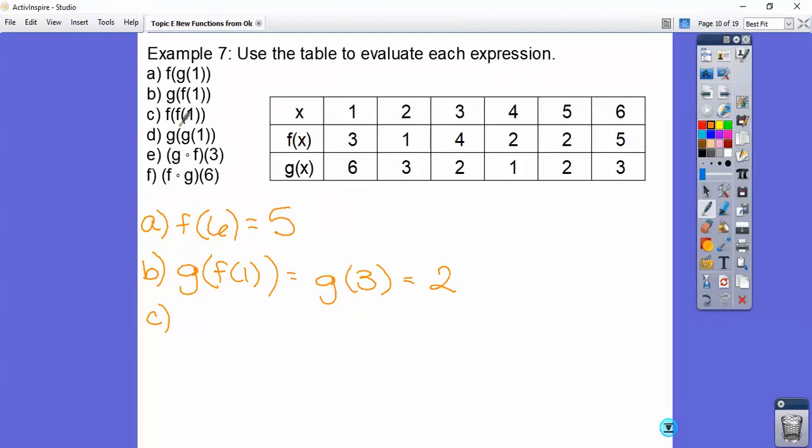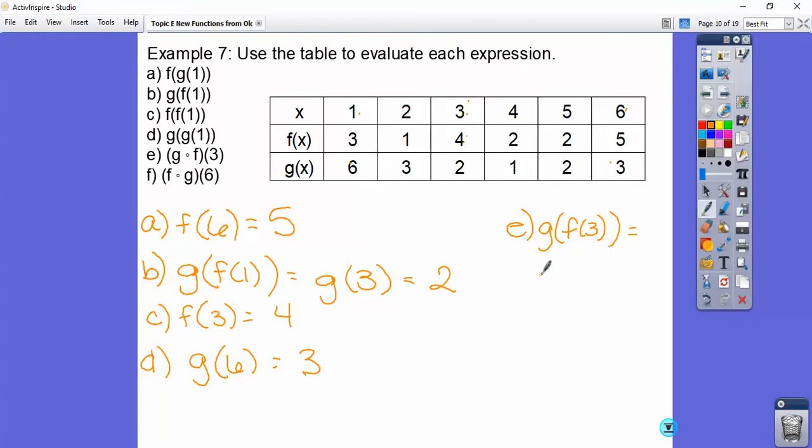Okay. C, f of f of 1. So f of 1 is 3. Next is 3. We want f again, so we get 4. D, G of G of 1. So when x is 1, G is 6. When x is 6, we want G again, and that is 3. E, which just means G of f of 3. So when x is 3, f is 4. When x is 4, G is 1.